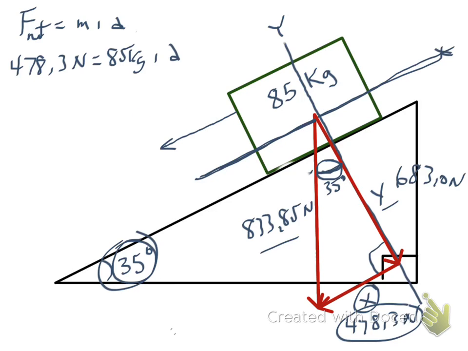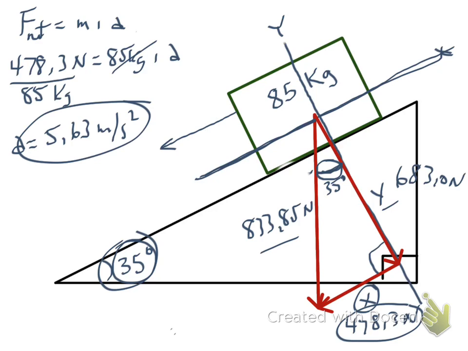We just take the 478.3 divided by 85, and we come up with an answer for the acceleration of 5.63 meters per second squared. That would be our final answer. So that's the first step. In following problems, we will add friction to the situation, which means we would have to use the normal force to calculate the force of friction and then find the net force. So we'll do that in following problems.